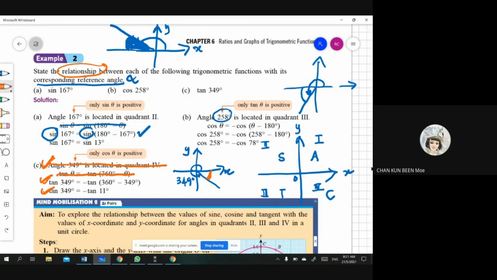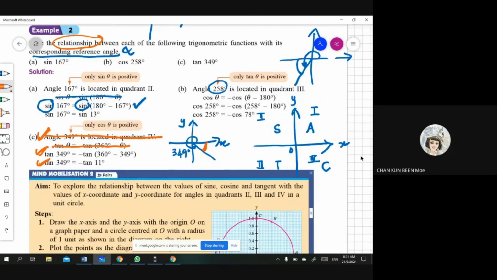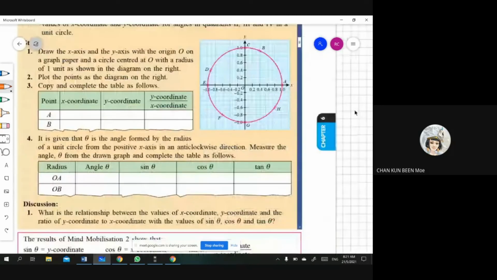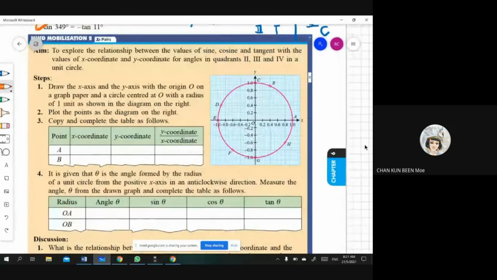The next one, also quite easy, but I have to prove it to you. Okay, this is the second mind mobilization. Look at the aim first. It is for you to explore the relationship between the value of sine, cosine, and tangent with the value of x coordinate and y coordinate. So now we have to find out the relationship for that triangle with the value of x coordinate and y coordinate. Okay, just now is the one in the quadrant, right?